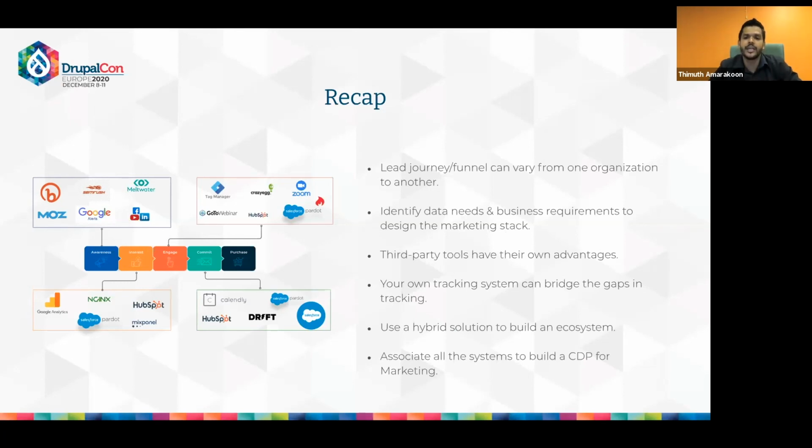And third-party tools have their own advantages. It's easy to integrate and it's just plug and play, but there are challenges as well. So you might have to think about what's missing and implement it in your own way, and that will bridge the gaps in this journey and the data collection. And using the hybrid solution will help you to build your ecosystem, and you can build a customer data platform, CDP, for your operations and take your team to the next level with data and analysis, and you can help them from your marketing operation point of view as well.